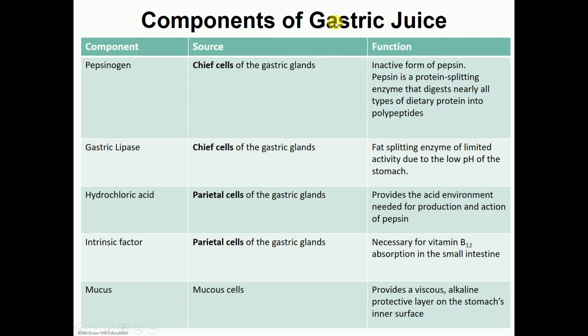The components of the gastric juice are, first, two secreted by the chief cells of the gastric glands: pepsinogen and gastric lipase. Pepsinogen means that it will generate pepsin. This is an inactive enzyme, activated by the hydrochloric acid made by the stomach. So pepsinogen is an inactive form of pepsin. Pepsin is an enzyme that helps in the digestion of protein. It will digest protein into polypeptides. And again, it is made by the chief cells of the gastric glands.